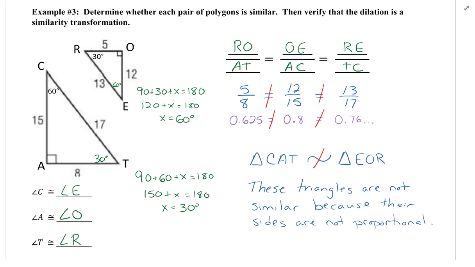And so the description that I put for myself is that these triangles are not similar because their sides are not proportional. So even though the angles were congruent, and we know angle-angle similarity, if their sides are not proportional, it does not work.